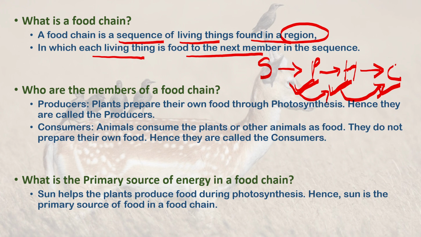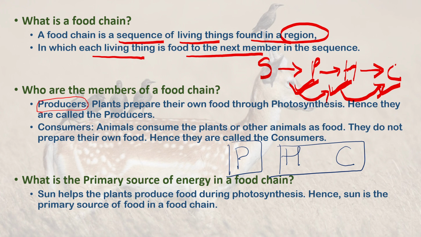Now, who are the members of a food chain? We saw that there were plants and then there were herbivorous animals and then there were carnivorous animals. So these are animals, and then we have plants. So plants are called the producers. Okay, why are they called producers?